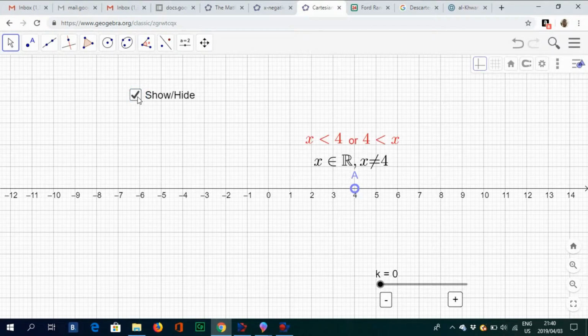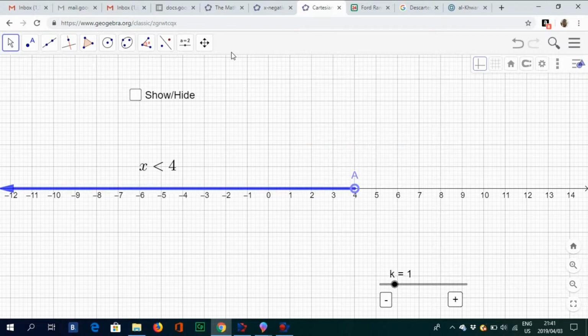And we can write this in set notation as x is less than 4 or x is greater than 4. So we're representing either side of the point. On the right hand side, we say x is greater than 4, and on the left hand side, we say x is less than 4. But this is not an ideal way of representing this. x is an element of real numbers, x not equal to 4, will be the best way to represent it.